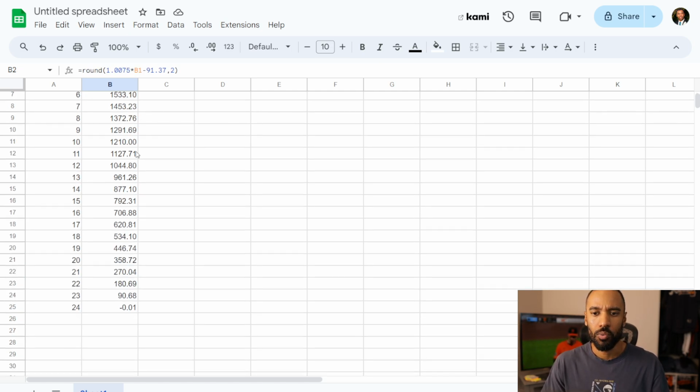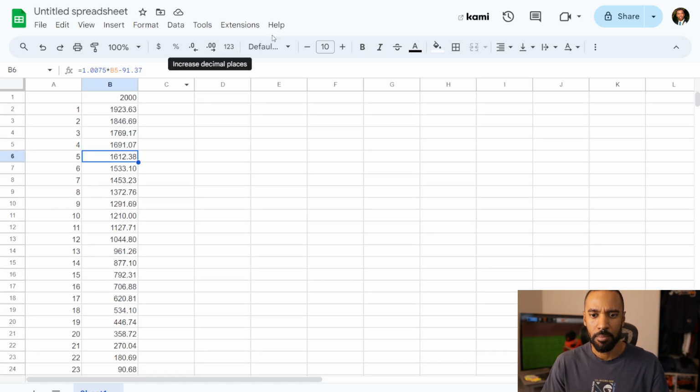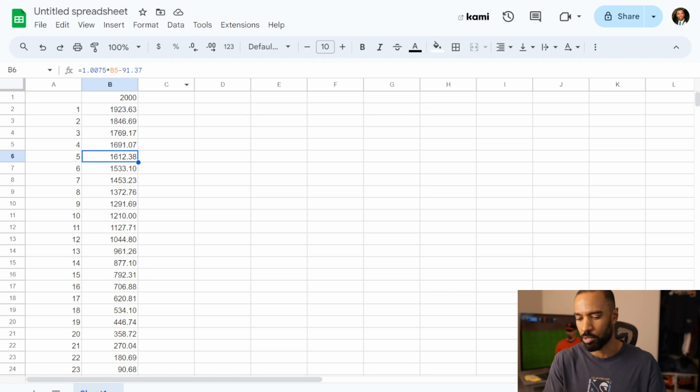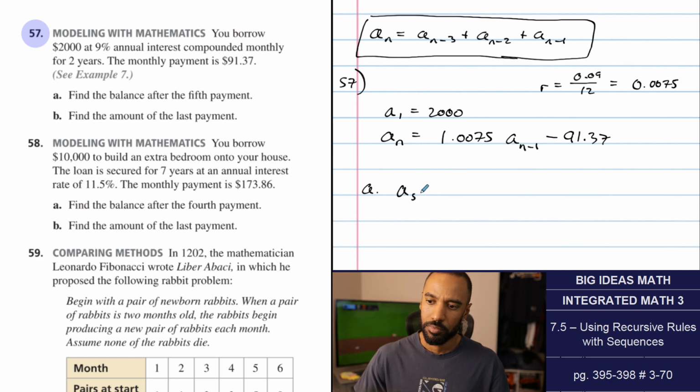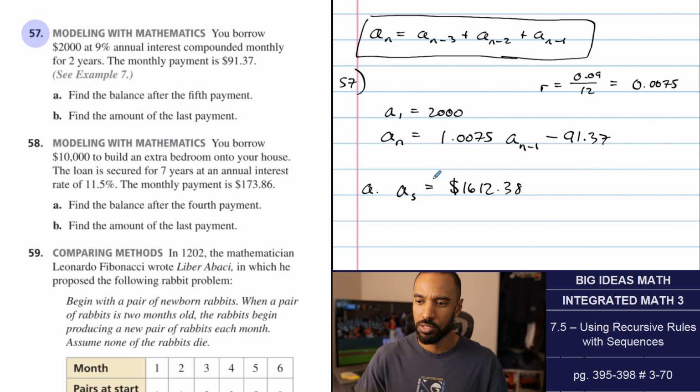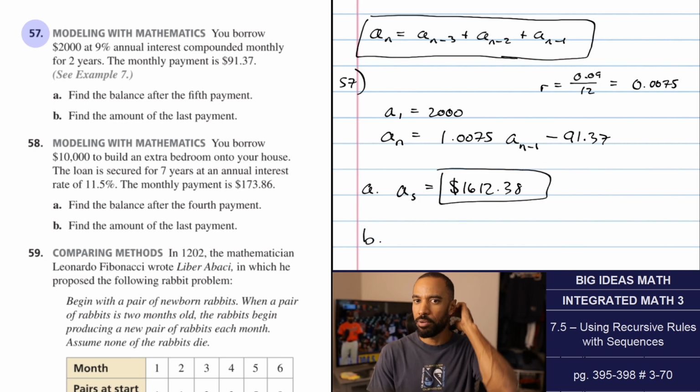Okay, so we have these numbers here. So my fifth payment will be $1,612.38. So let me write that. So part A sub 5 is $1,612, and did I say 38 cents? I'll check that. Part B says find the amount of the last payment.